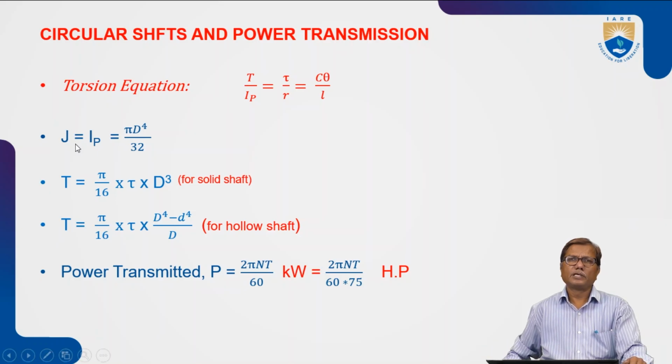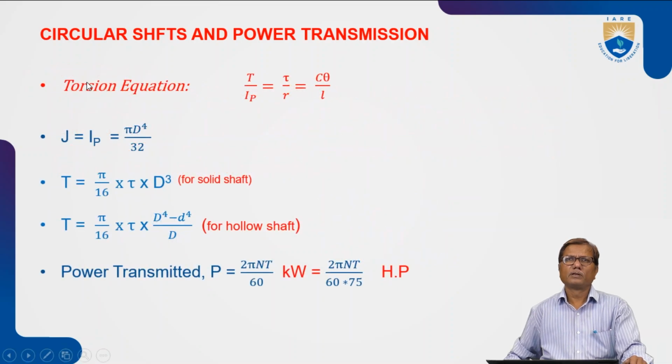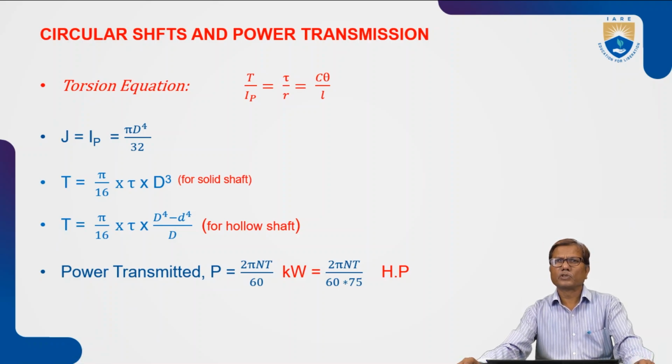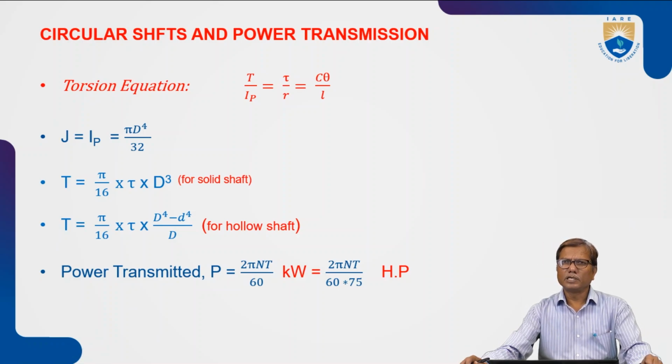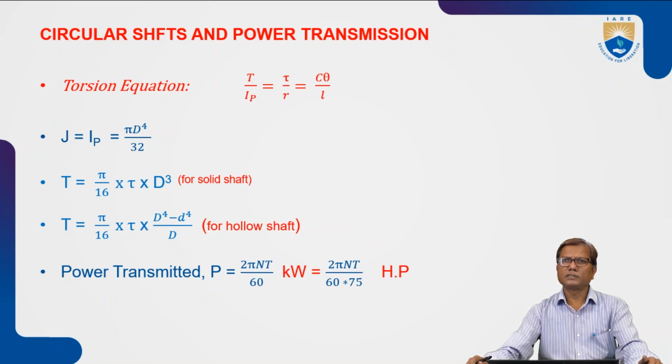Okay, so the basic equation to be remembered is, the first one, the torsion equation, which is given as T by Ip equal to tau by R equal to C theta by L, where T is the torque applied, Ip is the polar moment of inertia, tau is the shear stress at a distance r from the center of the shaft, C is the modulus of rigidity, theta is the angle of twist, and L is the length of the shaft.